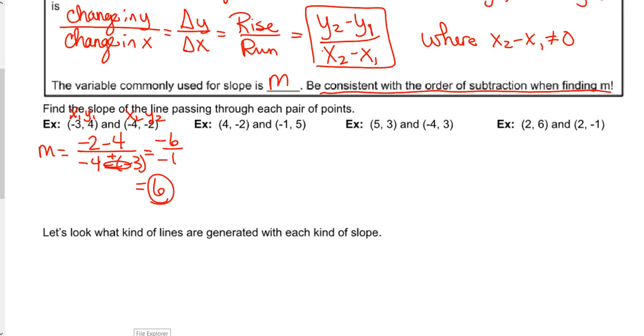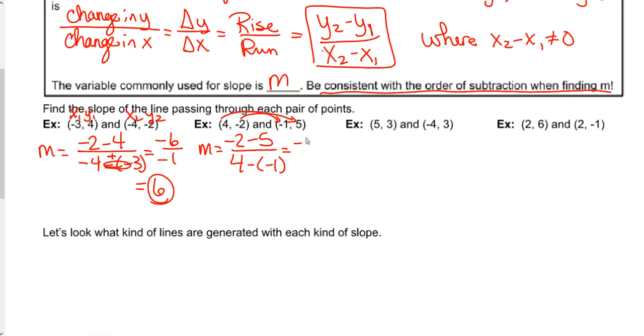Okay? Now, if we have 4, negative 2, and negative 1, 5, what is the slope of the line that goes through those 2 points? You can go from 5 minus a negative 2, or you could go from negative 2 to 5. It doesn't matter, just as long as when you're doing your x's, you come back to 4 and subtract the negative 1. You have to be consistent with whatever point you started with. So let's do that. I'll go this direction this time so you see that it doesn't matter which one, just as long as you stay consistent. Okay, so I'm subtracting each one of those.